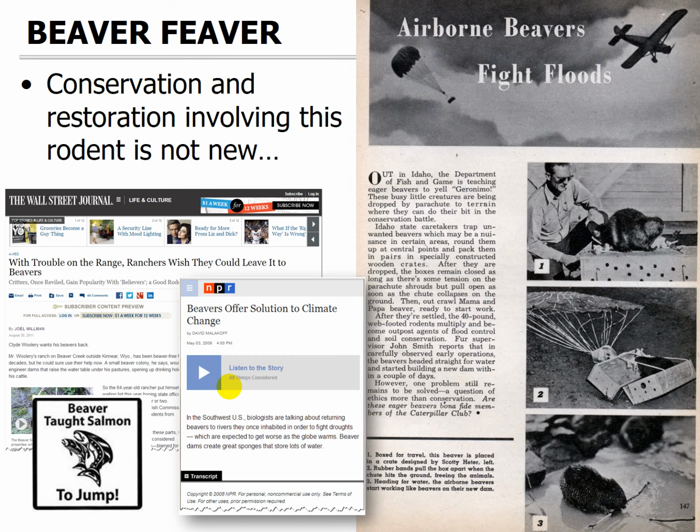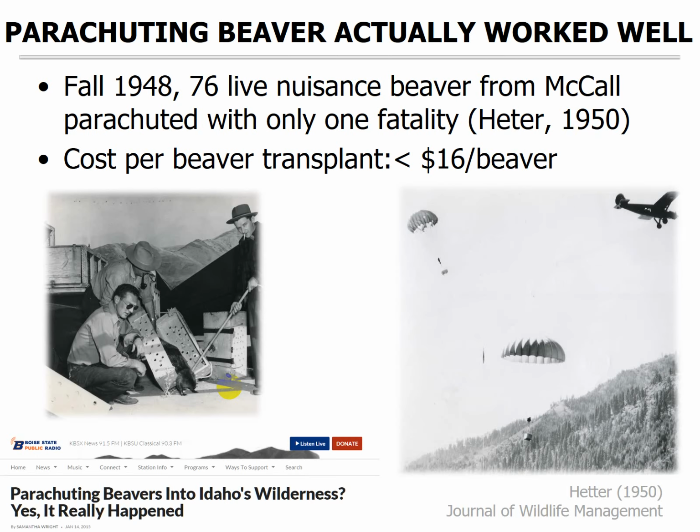And the idea of using beaver to help improve habitat is not new. This has been around since the late 1800s. Here's a nice popular example from the late 1940s from Idaho Fish and Game, where they, believe it or not, did parachute beaver into wilderness areas to improve trout habitat. And they were transplanting nuisance beaver from McCall, and they were able to do this pretty cheaply.